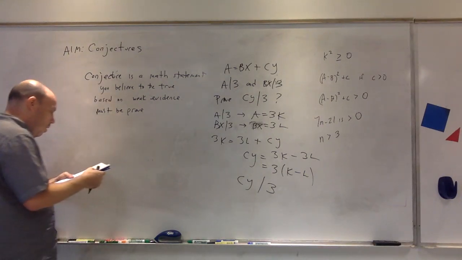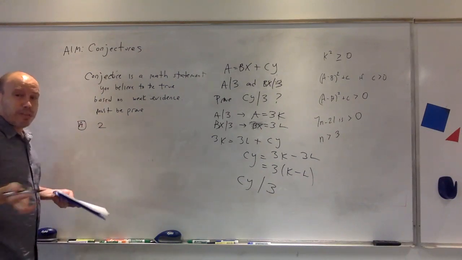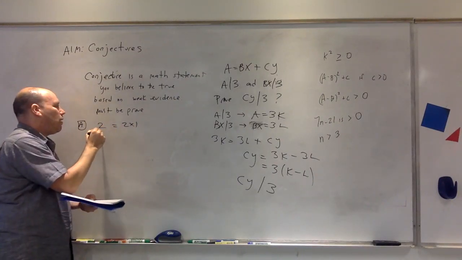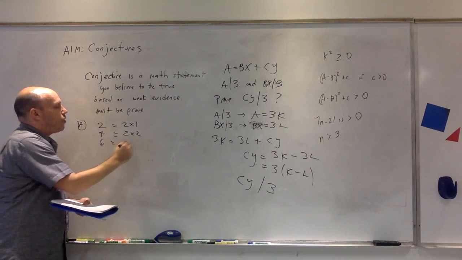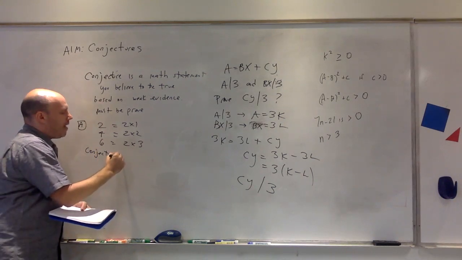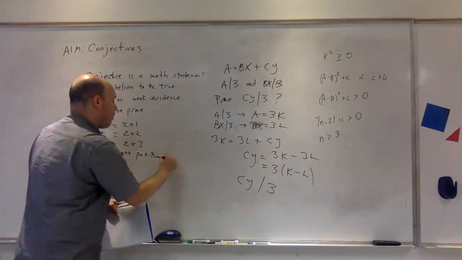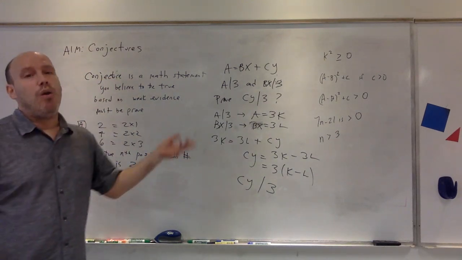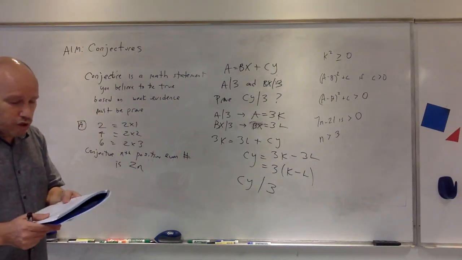So, for example, let's start with the first even number. The first even number is 2, which is 2 times 1. What's the second even number? Well, it's 2 times 2. What's the third? 2 times 3. So your conjecture is that the nth positive even number is 2n. That's your conjecture, because you have a couple of examples. We have to prove it. So today, once again, you're just going to be looking for a conjecture.